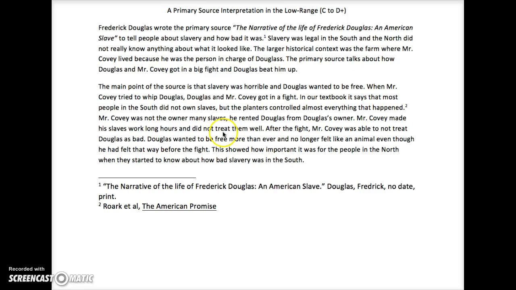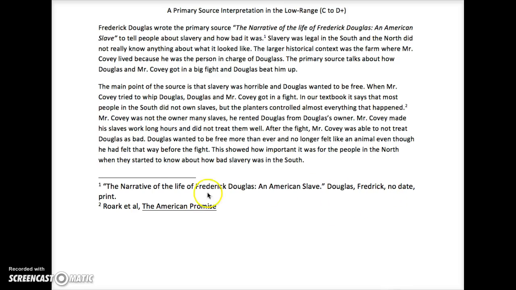This is an example of getting specific details out of the primary source, but not enough information to really tell us something about the past. So it says this shows how important it was for people in the North when they started to know about how bad slavery was in the South. All right, sort of. But it doesn't really tell us too much.